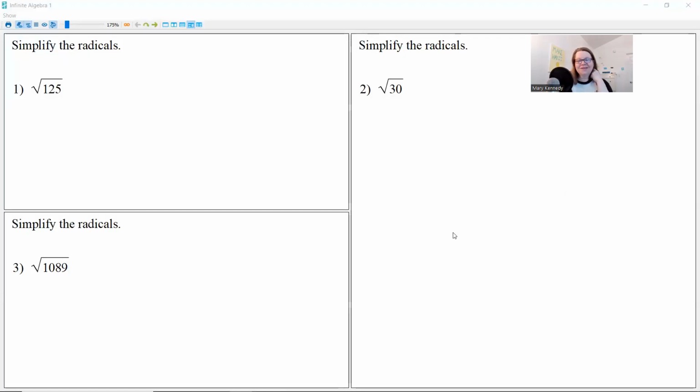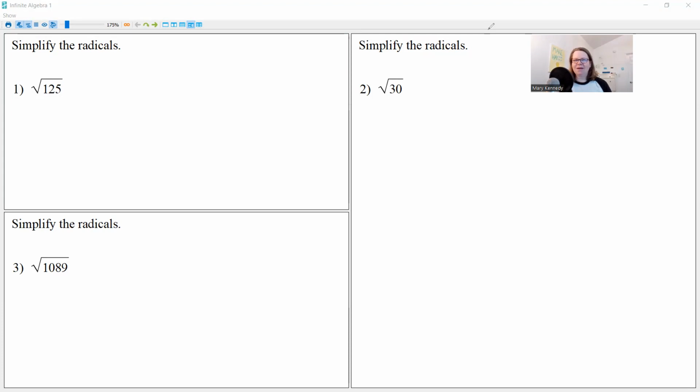All right, good questions about radicals coming in. Let's take a look at these three just to get an overall idea about simplifying radicals. If you go to your calculator and type it in, most calculators are just going to give you the decimal answer, and most of the time, that's not what you need. You need it in simplest radical form.